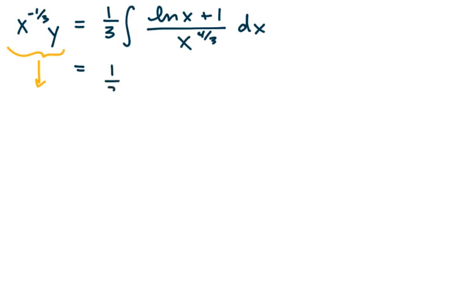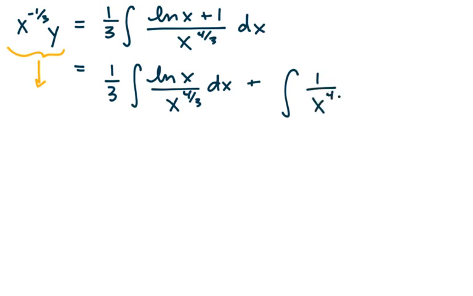I have 1/3 the integral of natural log of x over x to the 4/3 plus the integral of 1 over x to the 4/3 dx. And of course, all of that needs to be multiplied by the 1/3, so I'll put some square braces there.